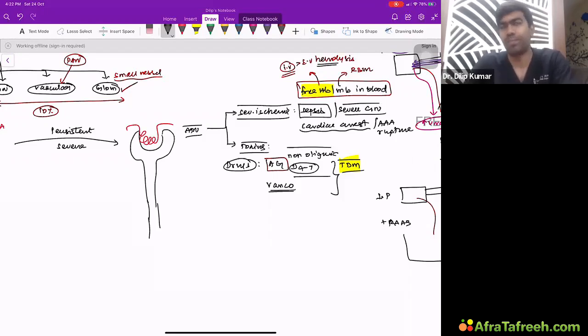Suppose you don't know whether the patient will have vancomycin nephrotoxicity or not, and suppose the creatinine is maybe 6 milligrams per deciliter. Can you give vancomycin? Answer is yes or no. Can you use vancomycin or can you use aminoglycosides? If you have a serum creatinine of 6 at presentation, can you give? Yes or no?